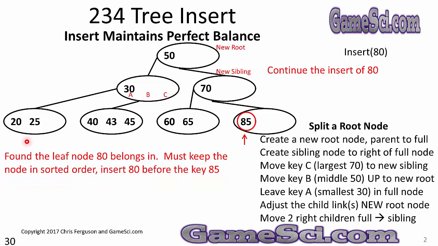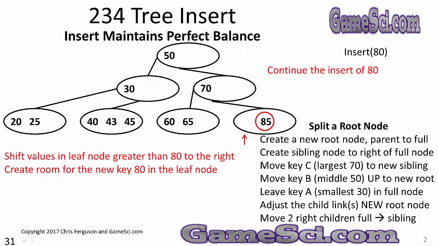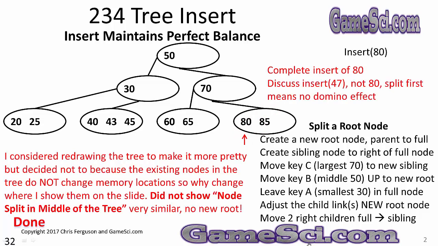Continuing the insert of 80, we have found the leaf node 80 belongs in. We must keep the node in sorted order. Insert 80 before the key 85. Shift the values in the leaf node greater than 80 to the right. Create room for the new key 80 in the leaf node. 85 shifted over to make room for 80 right there. Woohoo! Complete the insert of 80. It's done. We shifted 85 over and put 80 in its proper spot.